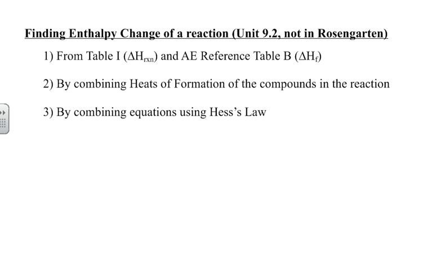The table on the left, reference table B in the advanced enriched section of your reference tables, has two columns: an enthalpy of formation, delta HF. This is the column we are most interested in at this point in time. And the other column, free energy of formation, is something we'll be studying later on in this unit.